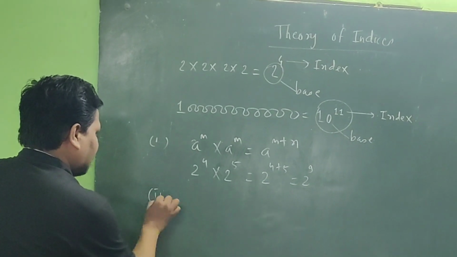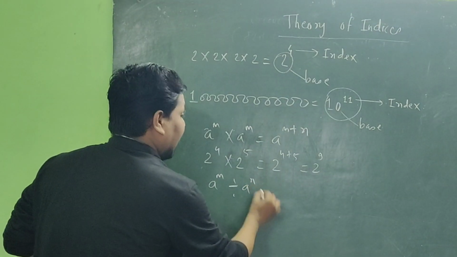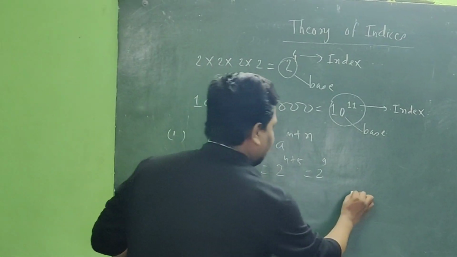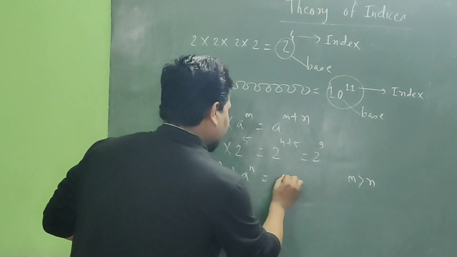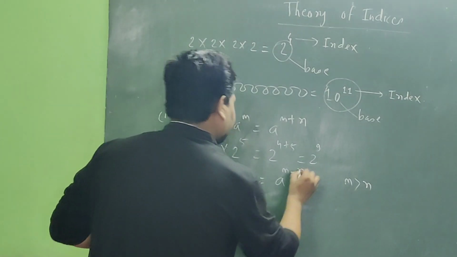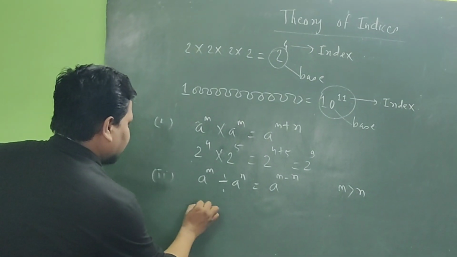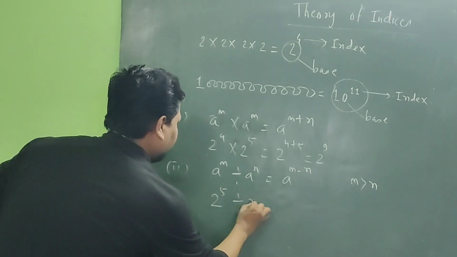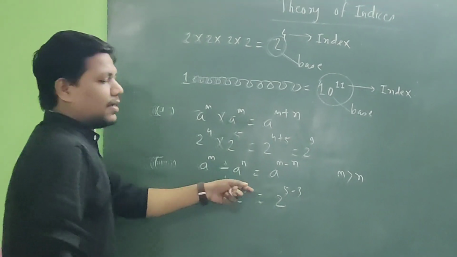Now the second formula: if a raised to m is divided by a raised to n and m is greater than n, then the formula will be a raised to m minus n. Now example: 2 raised to 5 divided by 2 raised to 3, then 2 raised to 5 minus 3, because 5 is greater than 3.